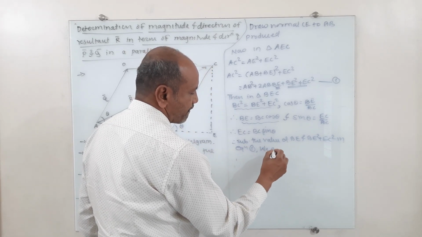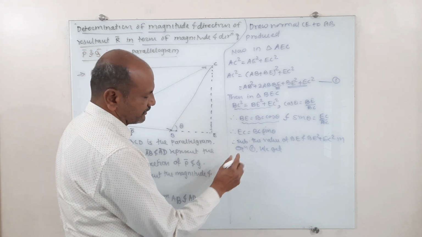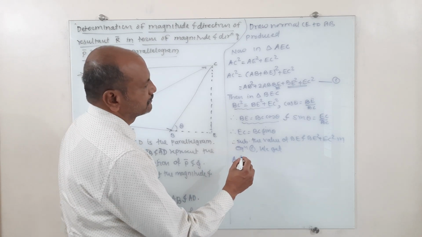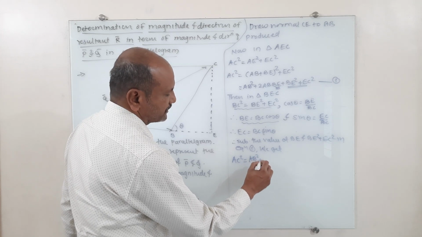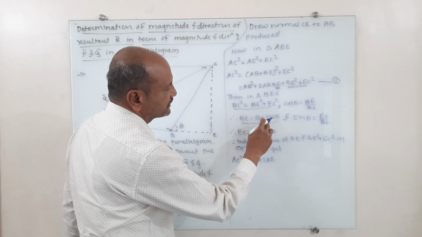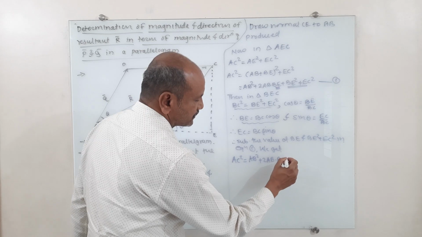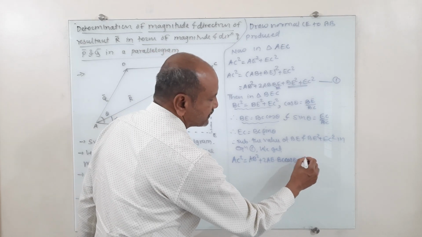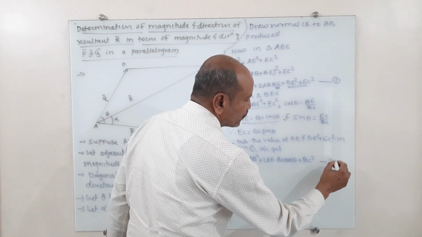We get AC square is equal to AB square plus twice AB into BE, which means BC cos theta, plus BC square. This is equation number 2.